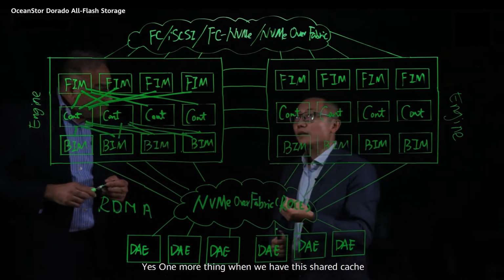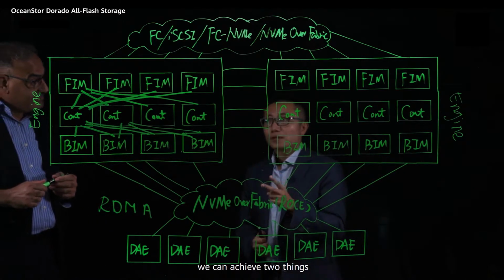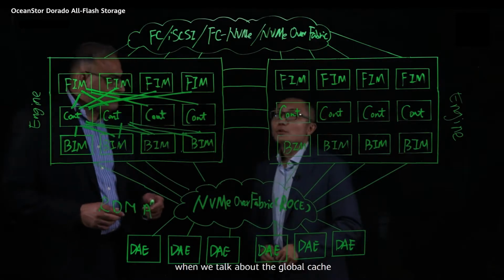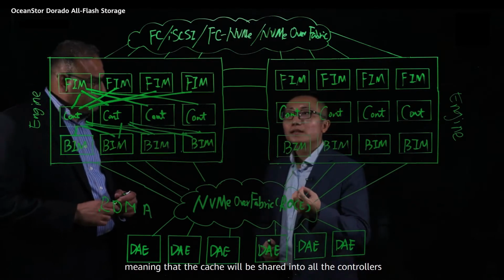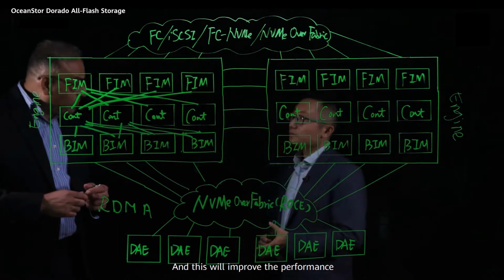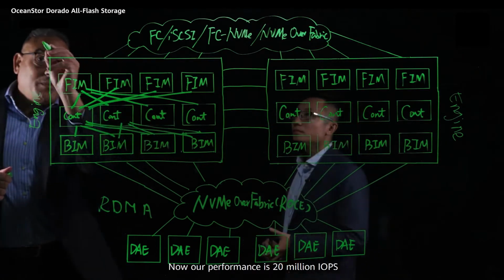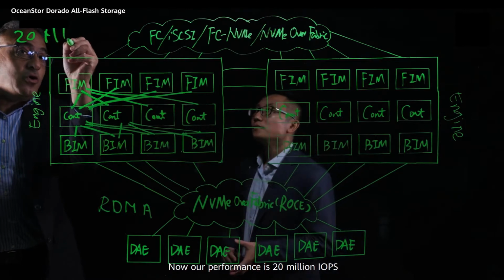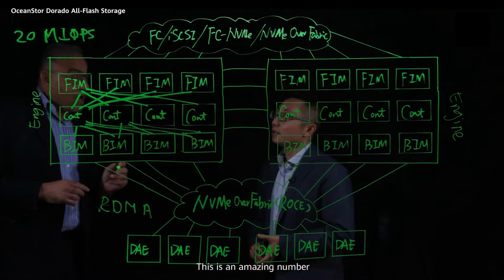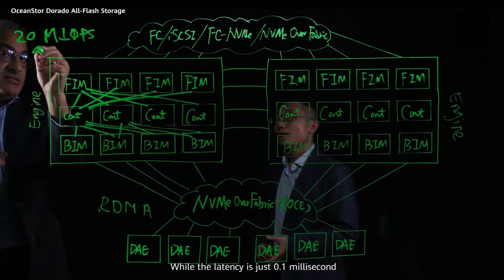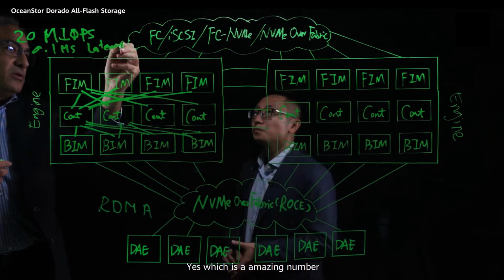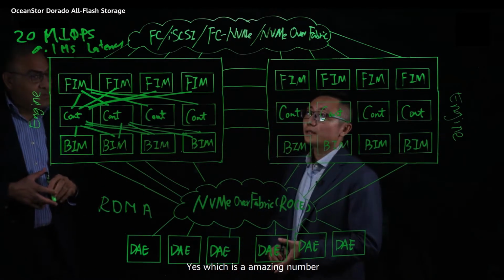Yes, and one more thing, when you have this shared cache, 2 things will be achieved. One is the best performance. When we talk about the global cache, it means that the cache is shared across all the controllers, and this will improve the performance. You mean now our performance is 20 million IOPS. It's an amazing number. Yeah, and by the way, the latency is just 0.1 millisecond, which is a very amazing number.